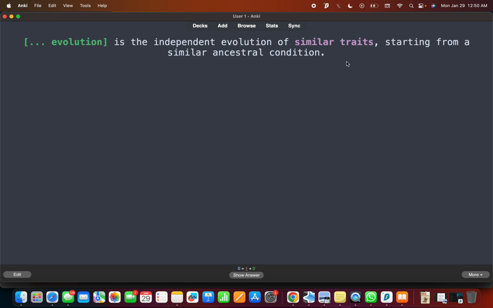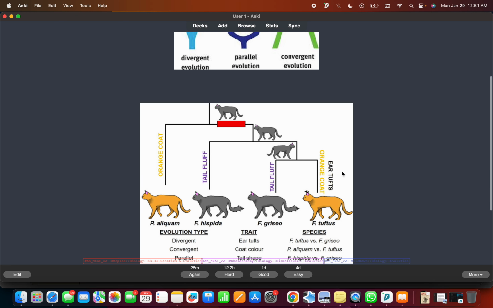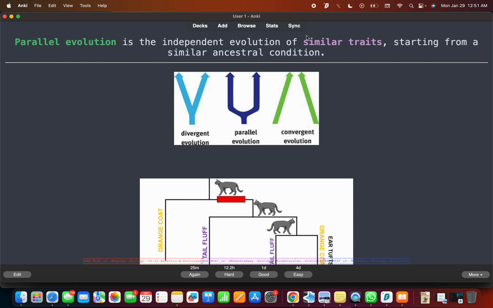What evolution is the independent evolution of similar traits, starting from a similar ancestral condition? Independent evolution of similar traits, when you get similar traits independently starting from a similar ancestral condition. Is this parallel or convergent? I think it's convergent. Oh, this is parallel. So yeah, parallel and convergent is tricky. If it's a similar trait starting from a similar ancestor, that's parallel.